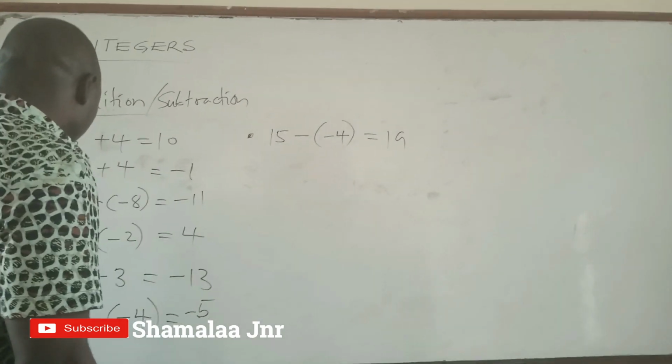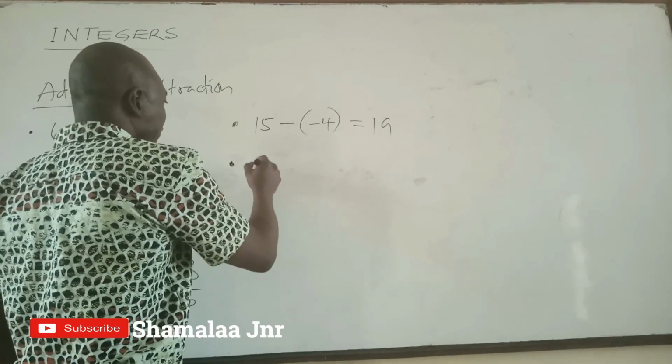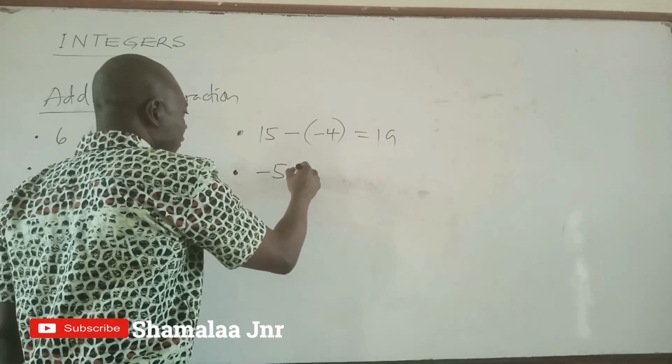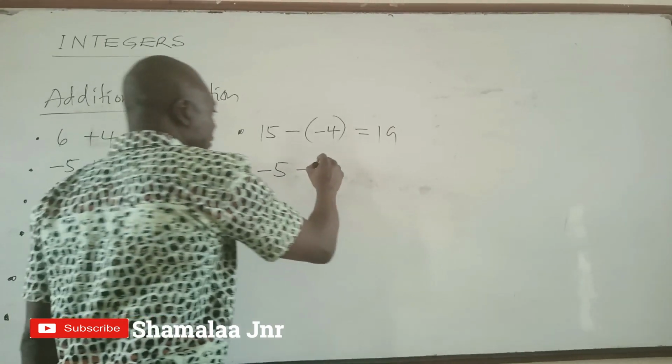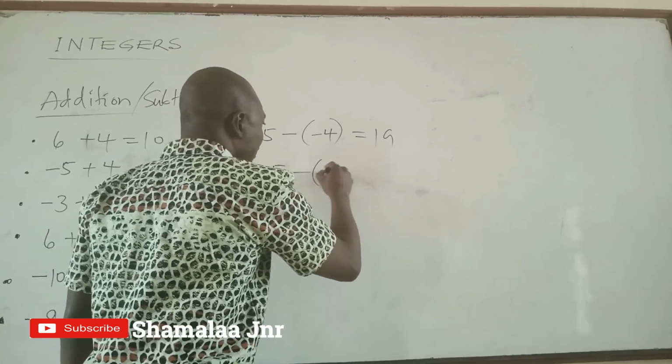You can also have something like this: negative 5 minus negative 3.